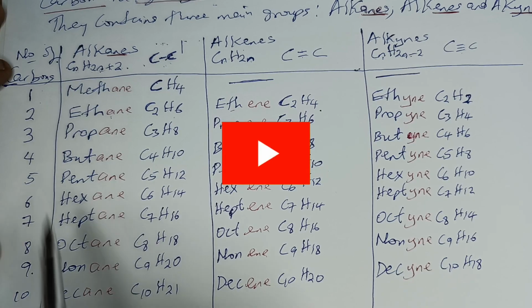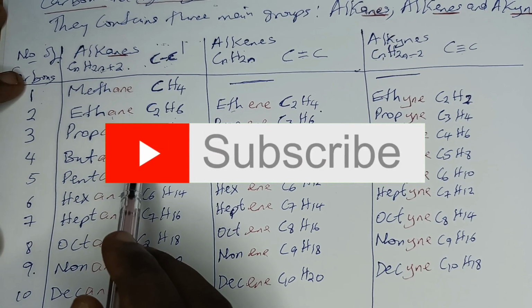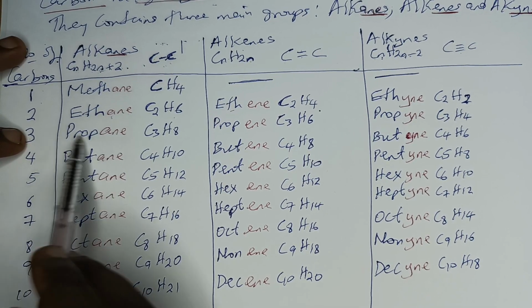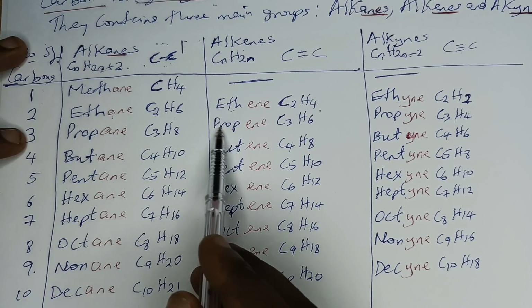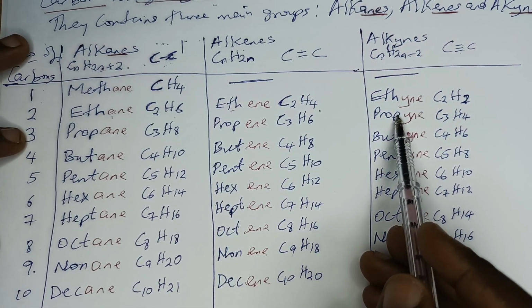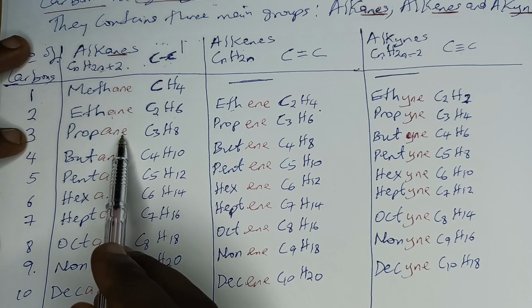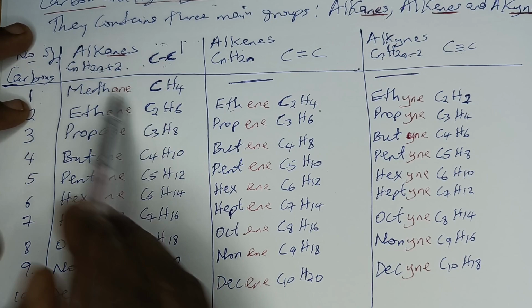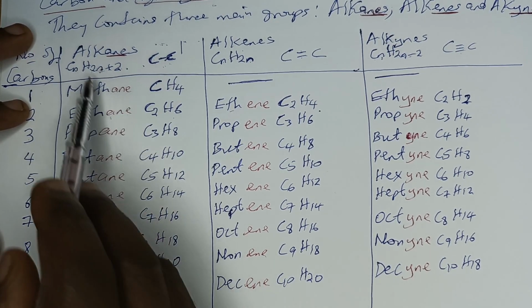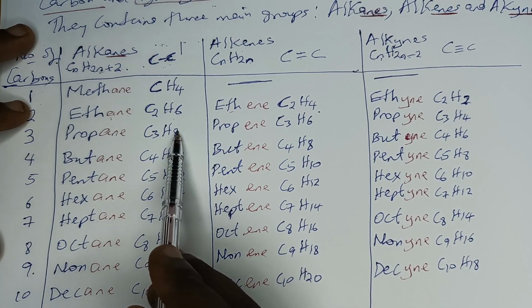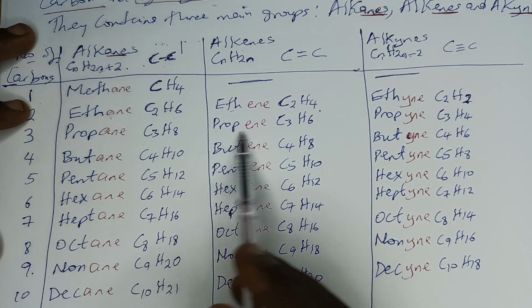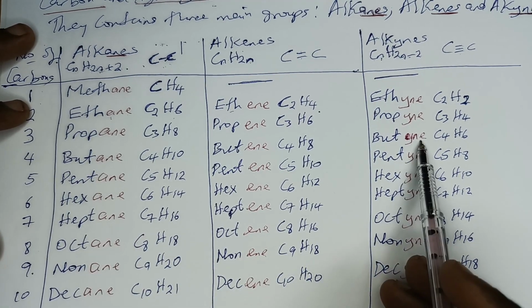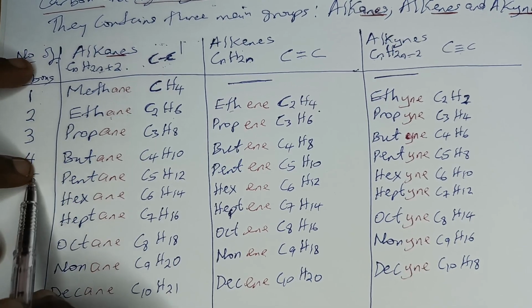In order not to waste your time, I will do the others from number 1 to 10. Checking through this, the third carbon is propane. Prop. This is also prop, and this is also prop. Under alkane, with C3, 2 times 3 is 6, plus 2 is 8. This is propane, propene, propyne. This is butane, butene, butyne. Pentane, because when it is 5, it is pent.